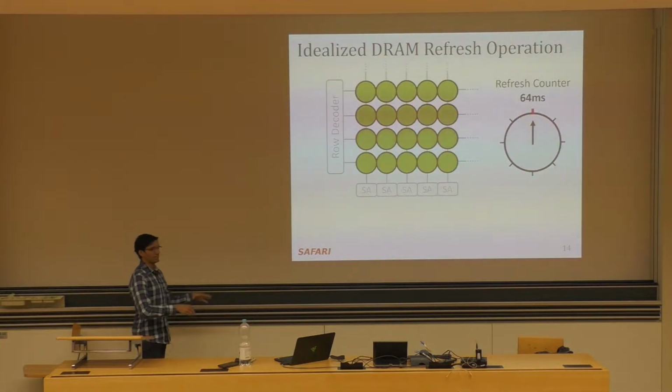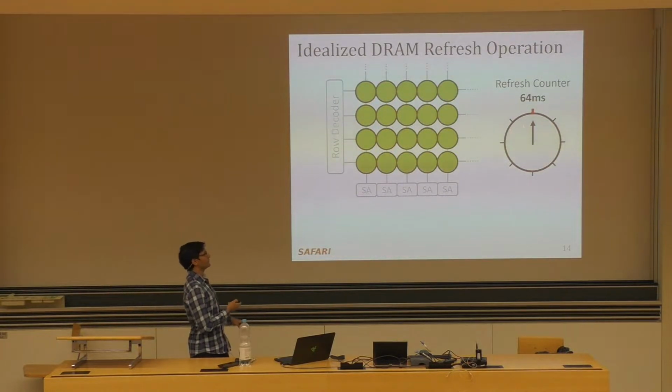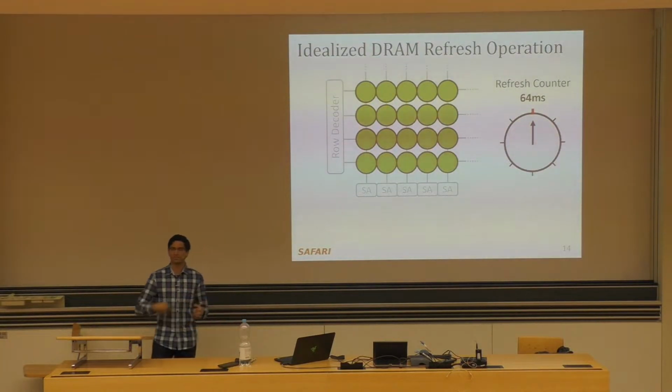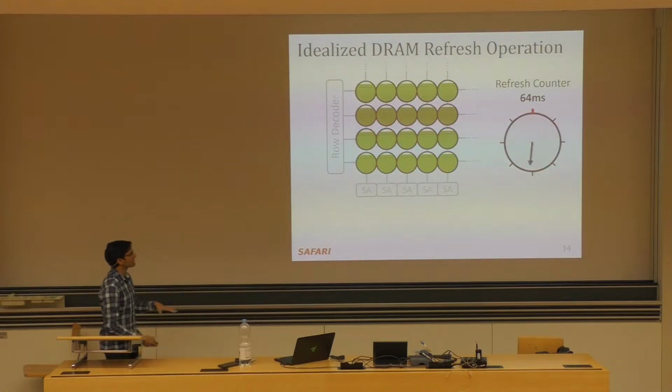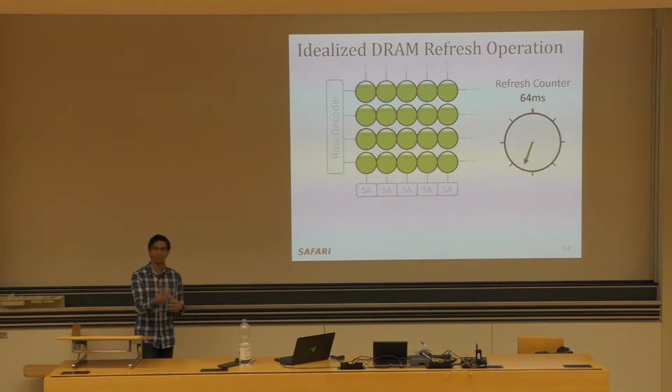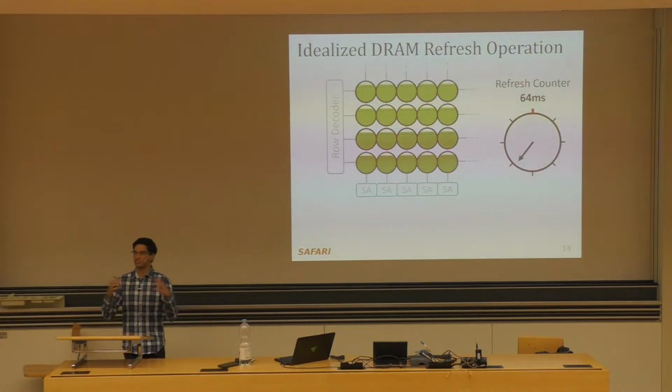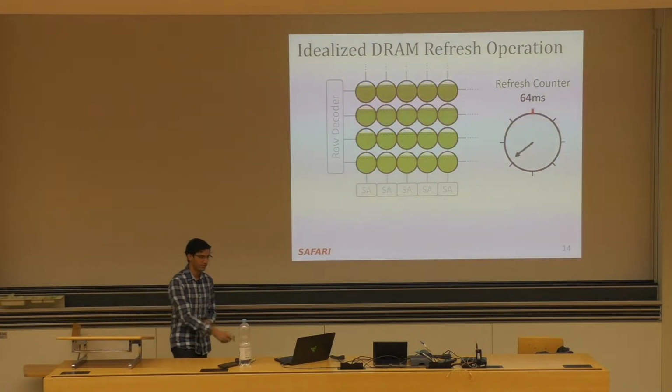So here's a picture of an idealized DRAM refresh operation. We have a number of cells shown in green and some I/O logic that's typical of a DRAM device. And then we have a refresh counter which counts down 64 milliseconds until the next refresh operation is necessary. So if I go ahead and animate this, we'll see that the voltage in each of these cells decreases, but every 64 milliseconds, the refresh operation restores this charge such that every cell capacitor is fully charged, right?